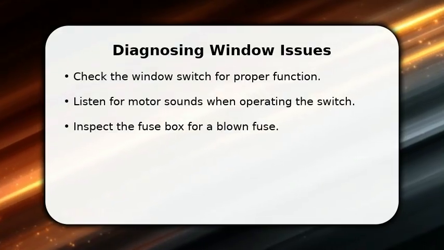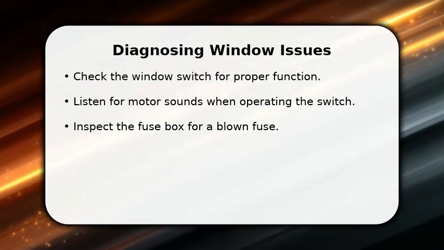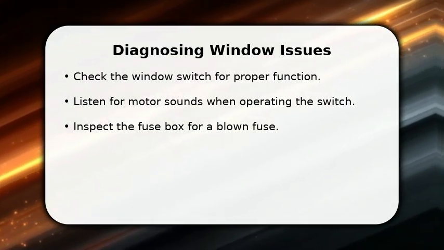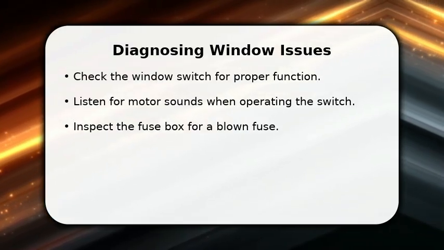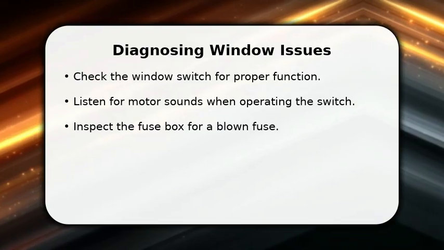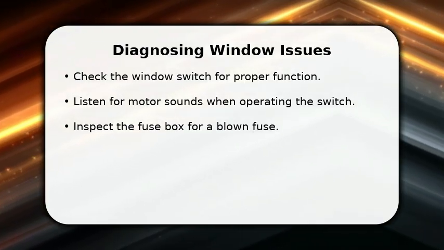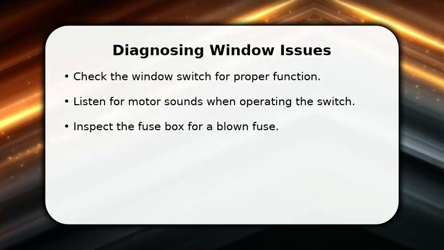In this video, I will explain how to fix a Mazda 6 power window. First, let's diagnose the problem. Begin by testing the window switch on both the driver's and passenger's sides. Listen carefully for any sounds from the window motor when you press the switch.